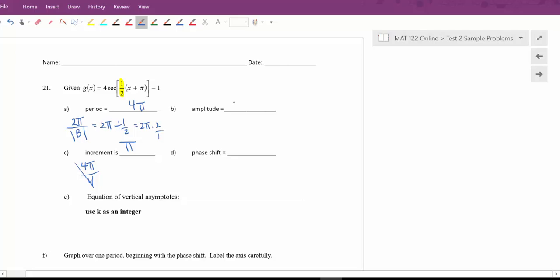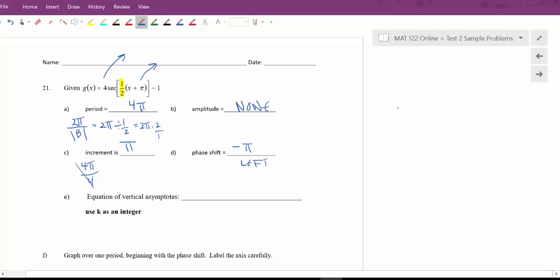The amplitude, we do not have one. Don't fall for that. Okay, the amplitude of the cosine is 4, but the secant does not have a max or min, therefore it doesn't have an amplitude. And then the phase shift, this isn't a factored form, is -pi, and that's going to go to the left.